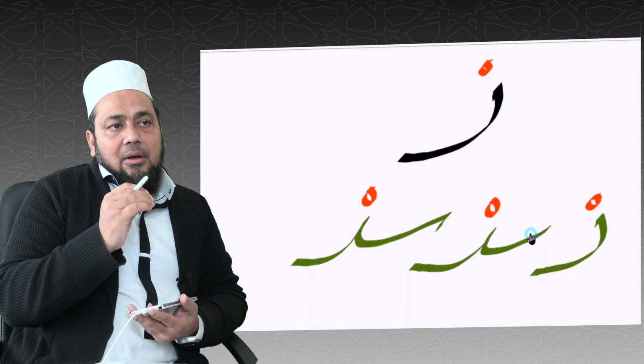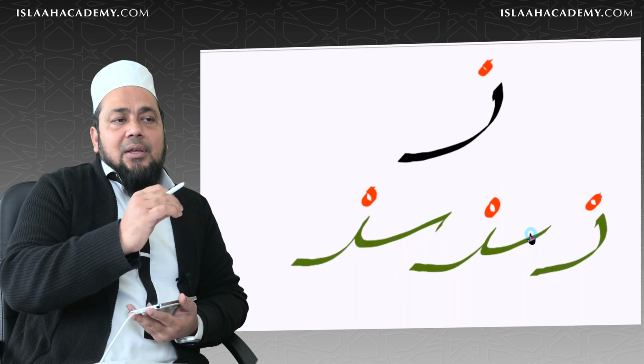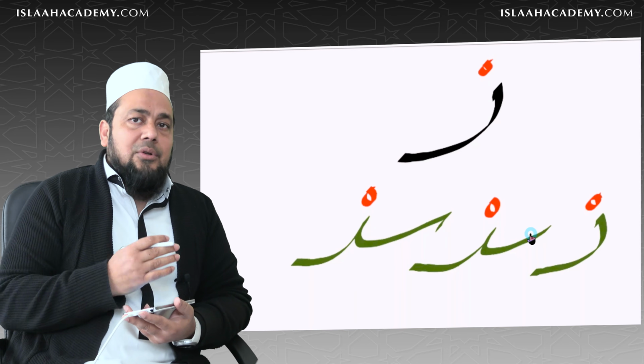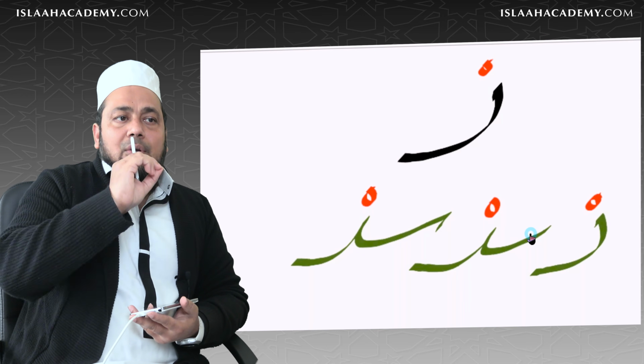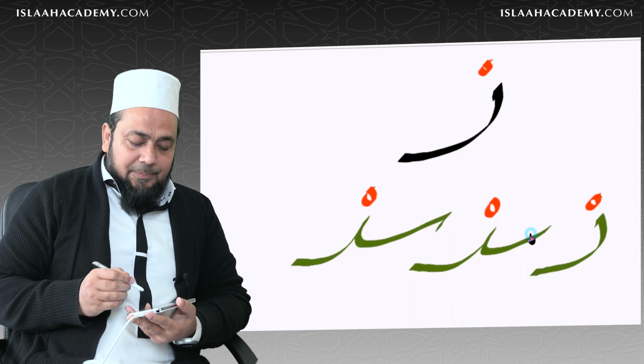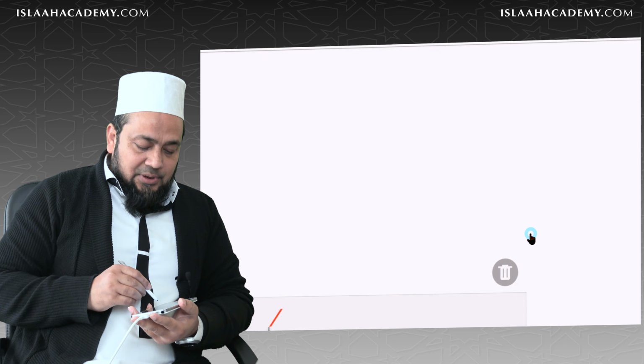Now this Ra turns into Zay just by adding only one dot on the top. So the difference between Ra and Zay is one dot. Very easy. Let's move on to the next letter.